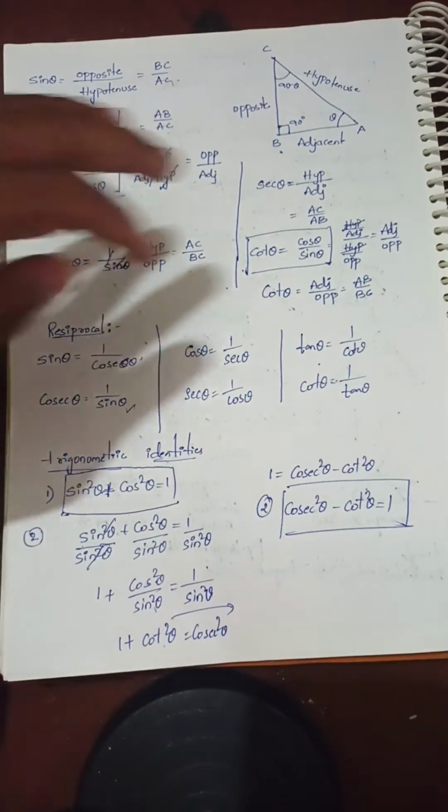Now see, before doing the third identity, again we are going to use, as usual, the first identity to solve the third identity. So what is the first identity?